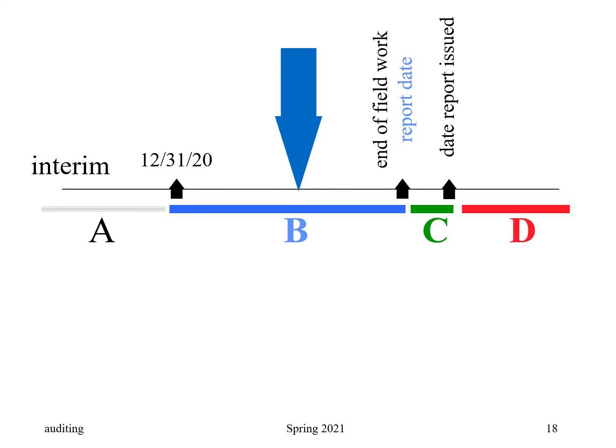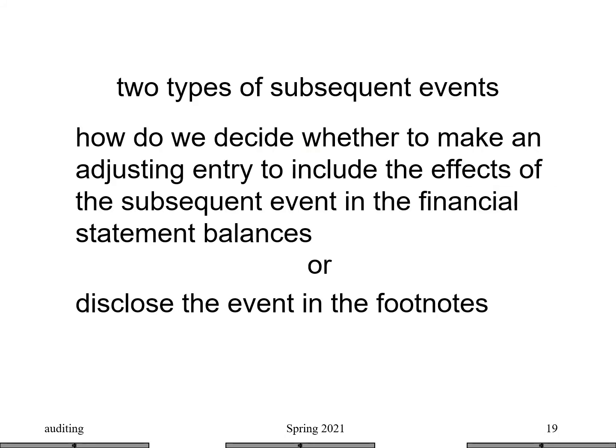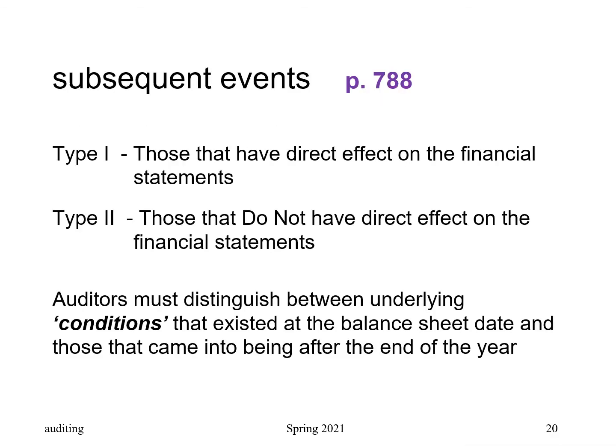Okay, we're still in the blue period. There are two types of subsequent events, and the question we're dealing with here is how do we know whether to make an adjusting entry, include it into the financial statements, or disclose it in the footnotes. So page 788, the book says those that have a direct effect on the financial statements and those that do not have a direct effect. That's not good enough. Usually if the book says it, then even if I disagree a little bit, I buy it and will go along with it. This isn't good enough. Now it does say auditors must distinguish between underlying conditions that existed at the balance sheet date and those that arose after the end of the year. That's the key thing there, the underlying conditions.